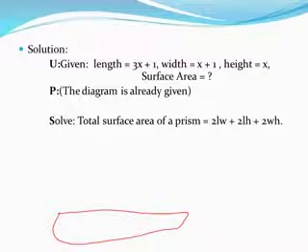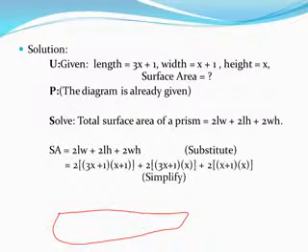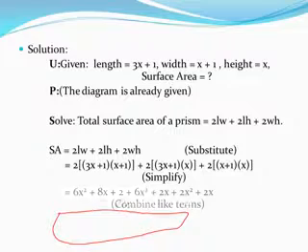We have the total surface area of a prism is equal to 2 times length times width plus 2 times length times height plus 2 times width times height. Then we will substitute. We have 2 times 3x plus 1 times 2x plus 1 plus 2 times 3x plus 1 times x plus 2 times x plus 1 times x. Then we will simplify. We have 6x squared plus 8x plus 2 plus 6x squared plus 2x plus 2x squared plus 2x. Then we will combine like terms.